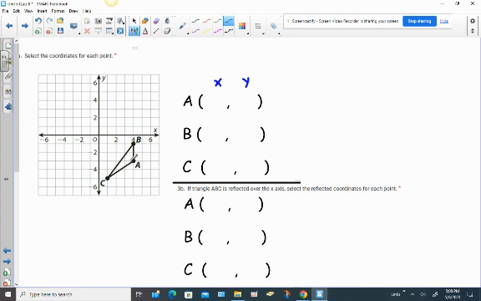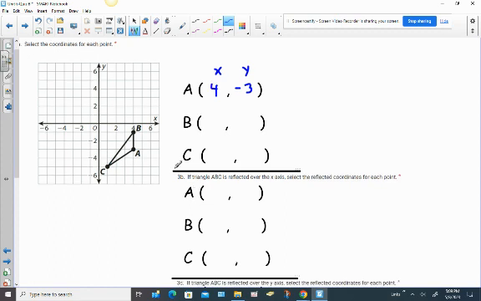3A asks, select the coordinates for each point. So we're just going to do one of them together and then you'll be on your own to do points B and C. But if we're talking about point A, to get to point A, we would go over 4 and down 3. So that would be 4, -3. Now you'll finish up and you'll put down the points on your piece of paper for point B, and on your piece of paper point C.